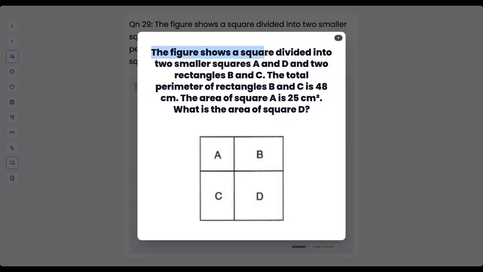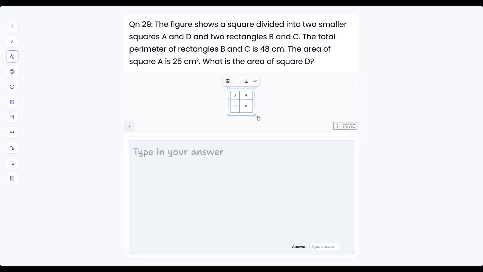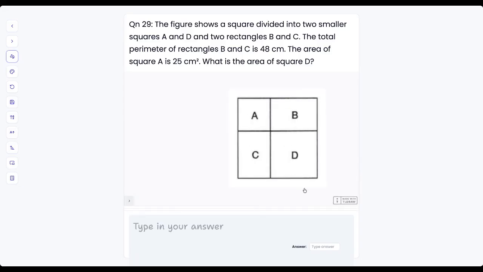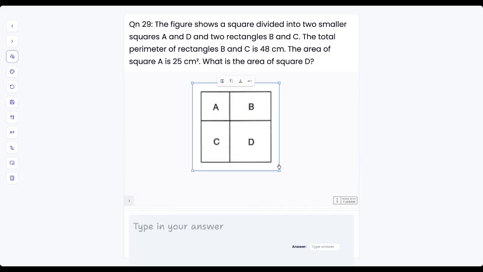The figure shows a square divided into two smaller squares, A and D, and two rectangles, B and C. The total perimeter of rectangles B and C is 48 centimeters. The area of square A is 25 centimeters squared. What's the area of square D? So let me just make this a little bit bigger. So we know A is 25 centimeters squared.